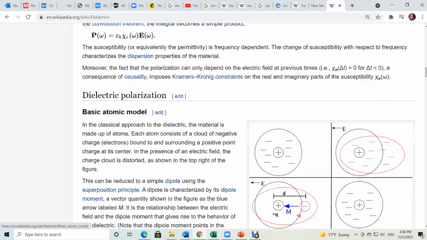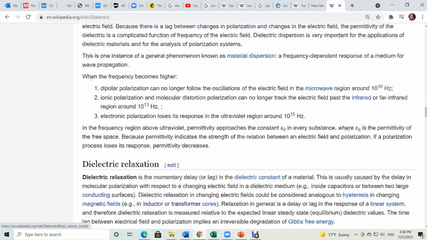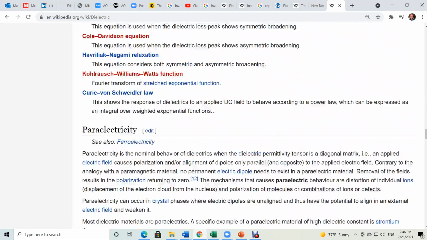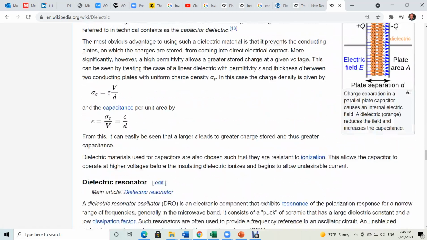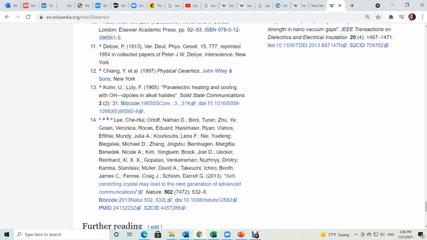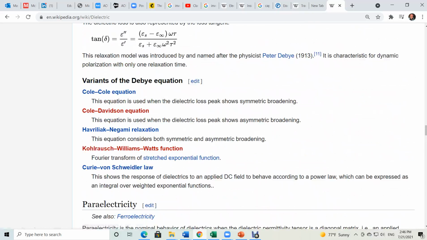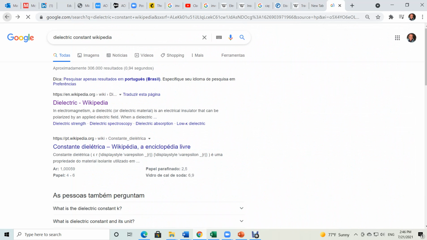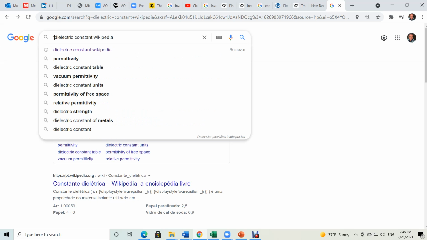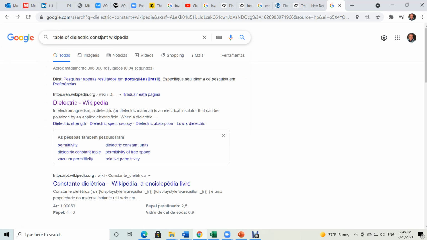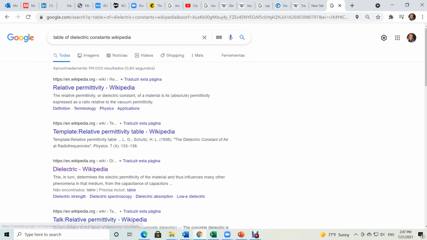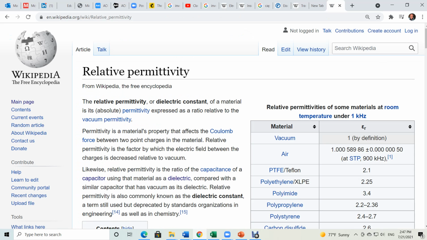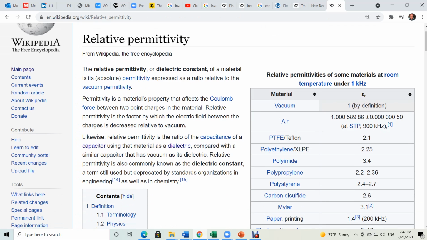Let's see if they have a table here. Oh, it doesn't have it. Let's see. Table of dielectric constants. Okay, dielectric constant is also called relative permittivity. Here you go. Another name: relative permittivity or dielectric constant.